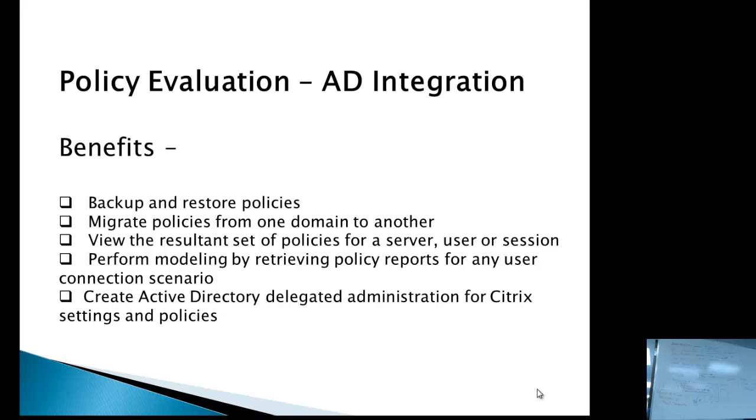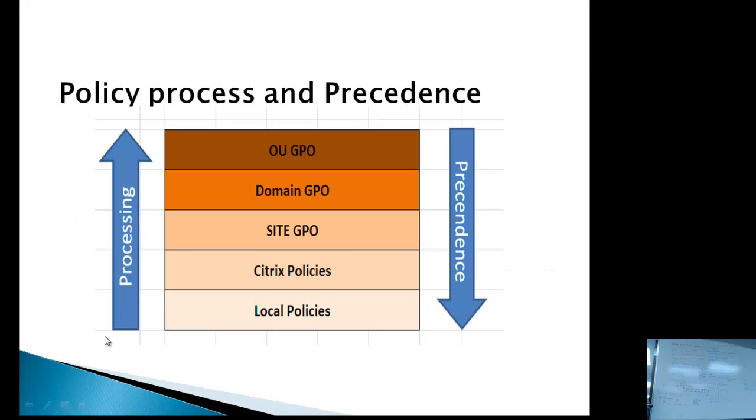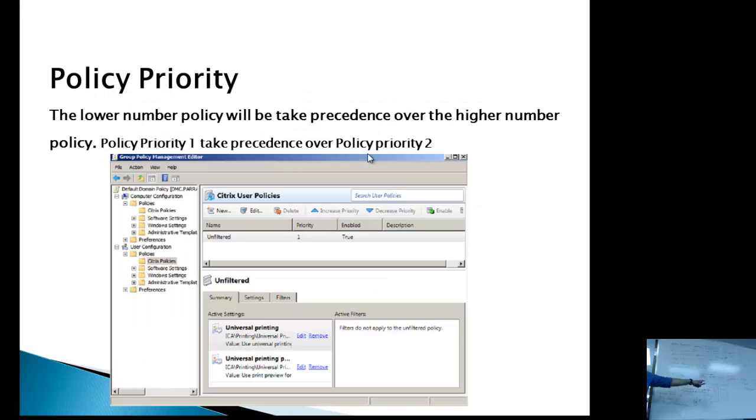Now, this is what we already know, the precedence, how the policies are applied. Here you have local policy, then Citrix, then site, then domain and OU. This is what we discussed: LCSDOU. Do we remember this? This is how the policies are applied. Now, policy precedence: if you have multiple policies, which policy has more priority? Whatever the number is smallest has the higher priority. So the smaller the number, the higher the priority.